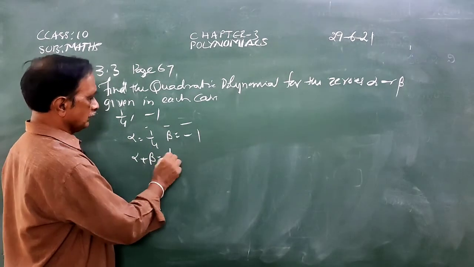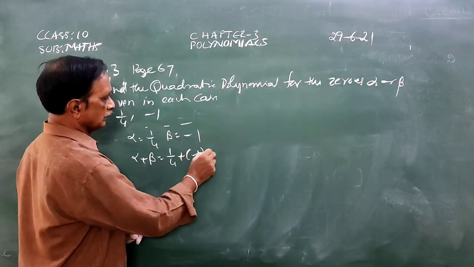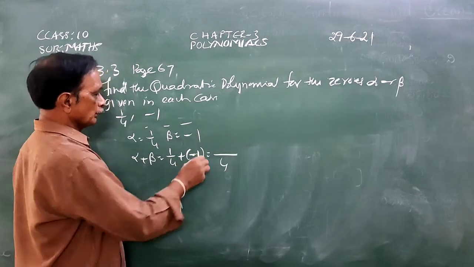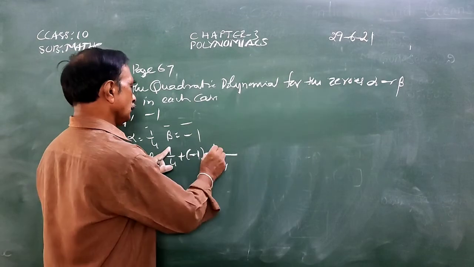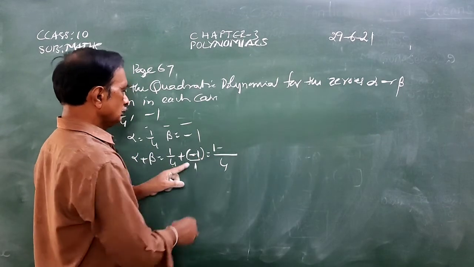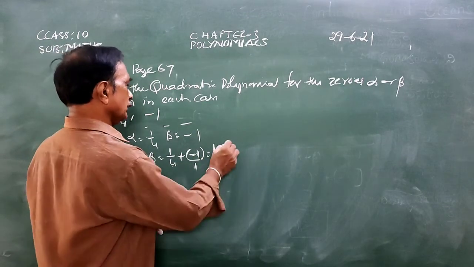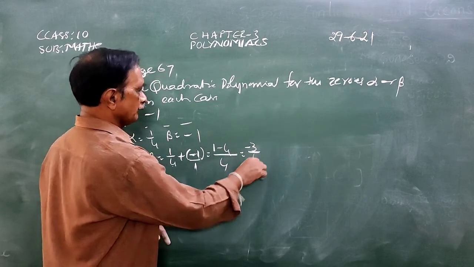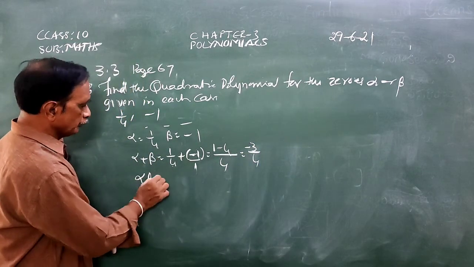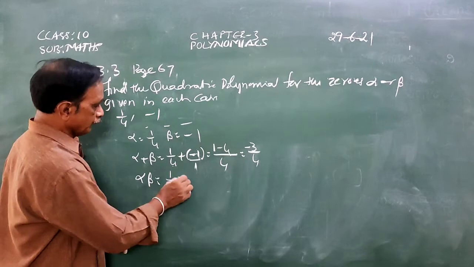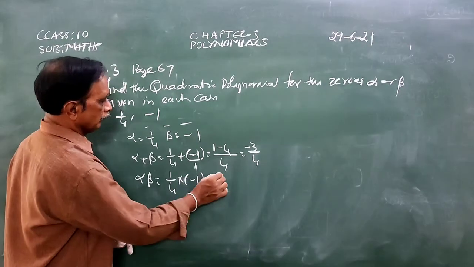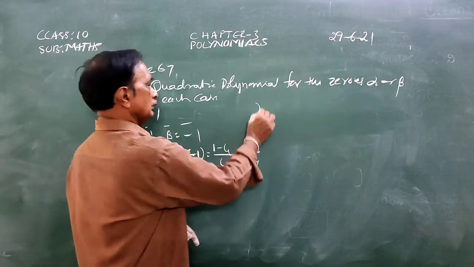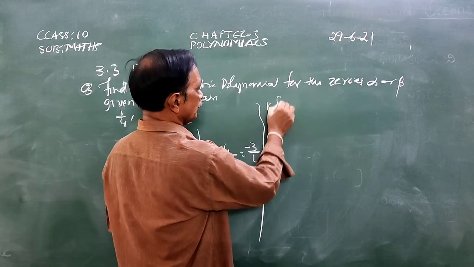Alpha plus beta is 1 by 4 plus (minus 1). What is the LCM? 4. 4 ones are 4, 1 ones 1: 1 by 4, 4 into minus 1 is minus 4. Minus 3 by 4. Alpha into beta, 1 by 4 into minus 1 gives what? Minus 1 by 4.